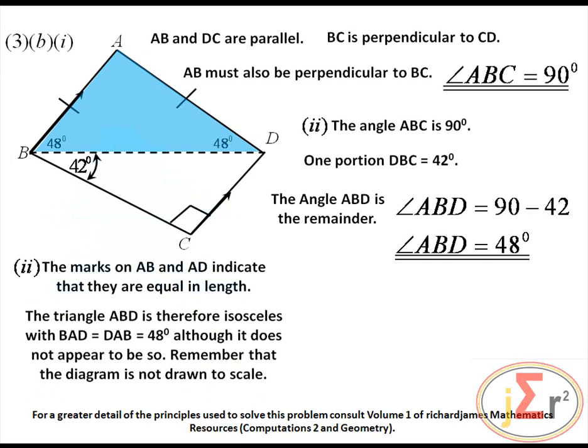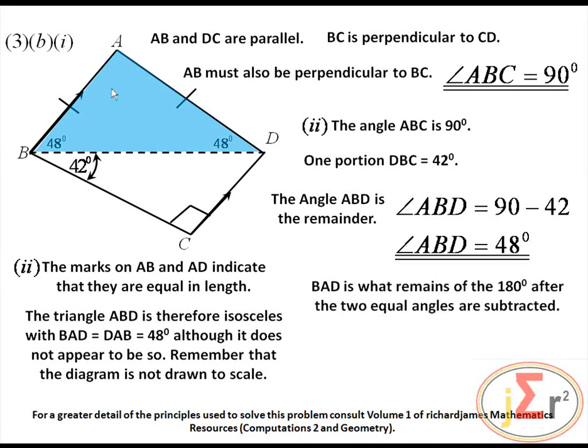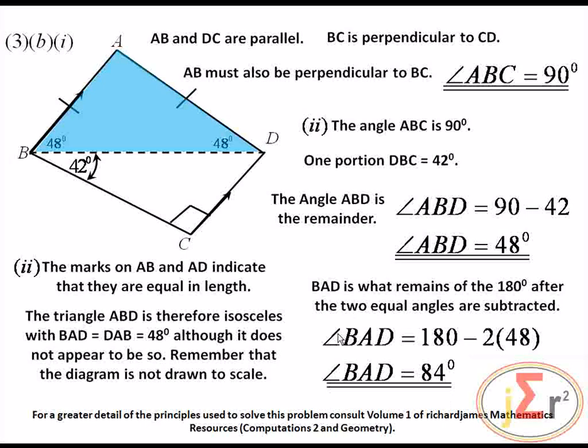So all the angles in a triangle add to give 180 degrees. We have no problem seeing that the angle BAD is what is left of that 180 with these two 48 degrees angles taken out. So we have BAD is equal to 180 minus 2 times 48, and that is equal to 84 degrees.